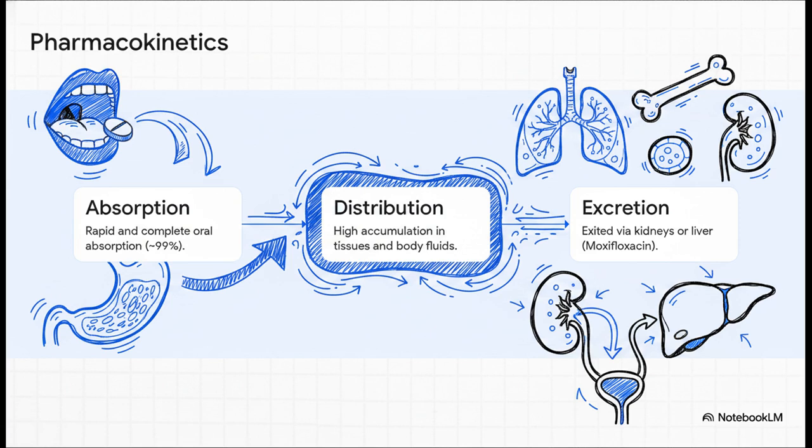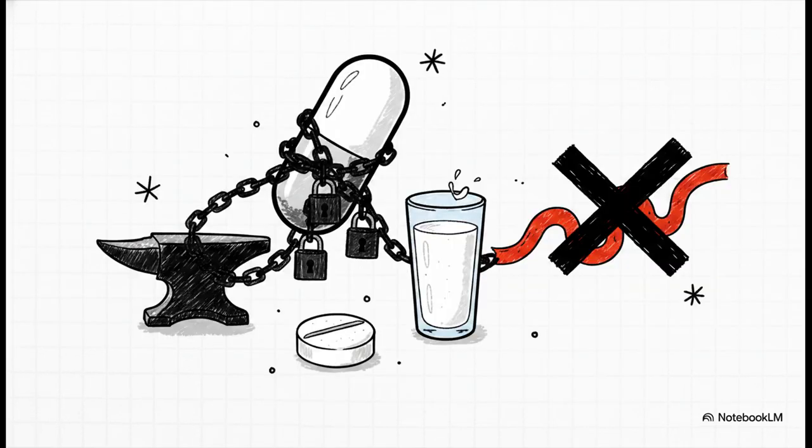Second, their tissue distribution is excellent. They accumulate in much higher concentrations in the tissues than in the blood serum, heavily penetrating places like the prostate gland, lung macrophages, bones, and the urinary tract. And finally, they're excreted from the system. But wait, here is a crucial clinical pearl that you absolutely must commit to memory regarding that amazing absorption.